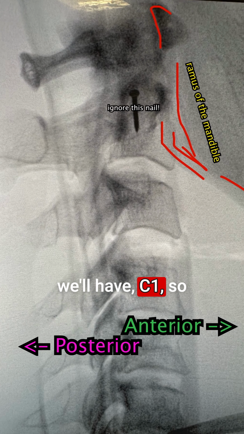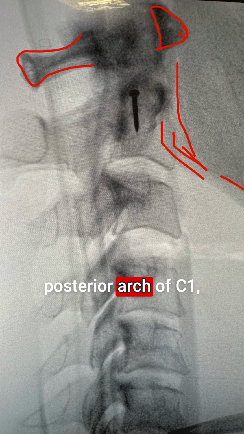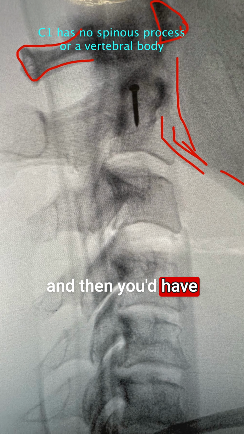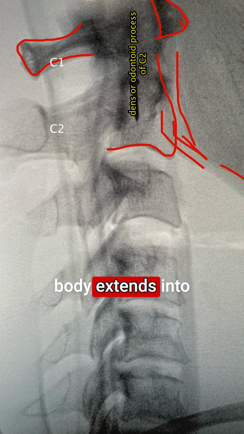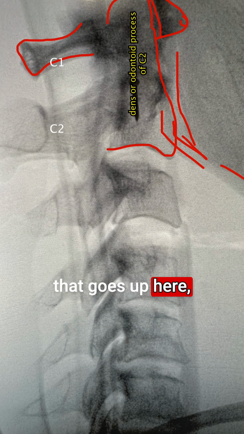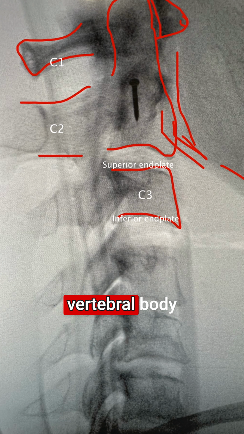Here we have C1, so this is the anterior arch, and then you have the anterior tubercle of C1, and then you have the posterior arch of C1, and then you'd have C2 down below. This is the vertebral body, and the vertebral body extends into the dens, which articulates with C1 as it goes up here, and then you'd have the posterior arch of C2. C3, you have the vertebral body right here, and then C4 and so on.